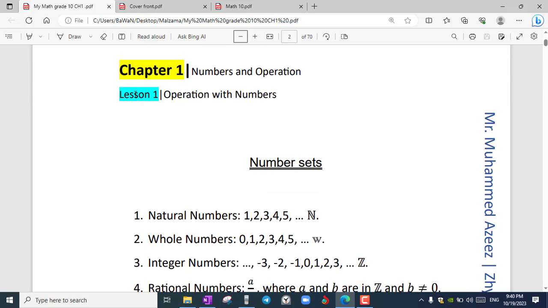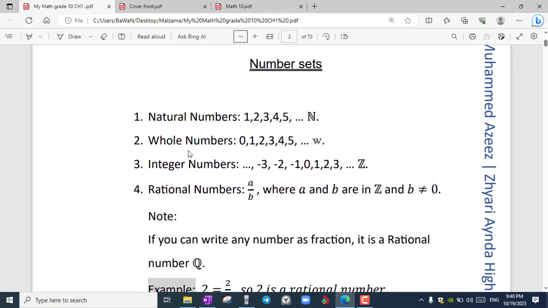Chapter 1 begins with numbers. There are many types of numbers. The first one is natural numbers, that consists of numbers 1, 2, 3, 4, 5. These are natural numbers. Then we have whole numbers. It's the same as natural numbers except it has 0, while natural numbers doesn't have 0.